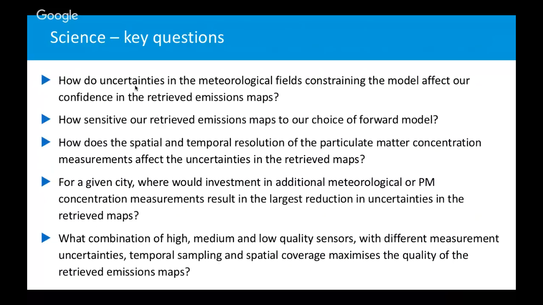So I guess that's the question: if you were investing money in a sensor network, where would you invest it to get the best retrieved maps? And what combination of these different sensor technologies do you need? A combination of both, or can you get away with one or the other?